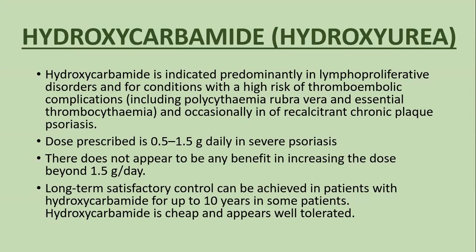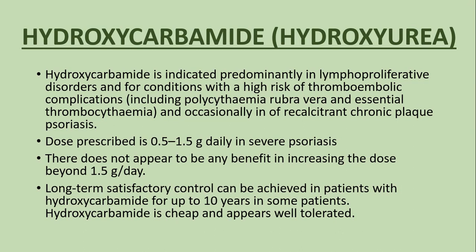Now, another drug which is less commonly used is hydroxycarbamide or hydroxyurea. It's indicated predominantly in lymphoproliferative disorders and for conditions with high risk of thromboembolic complications like polycythemia rubra vera and essential thrombocythemia, and occasionally in recalcitrant chronic plaque psoriasis. Dose prescribed is 0.5 to 1.5 gram daily. There does not appear to be any benefit in increasing the dose beyond 1.5 gram.